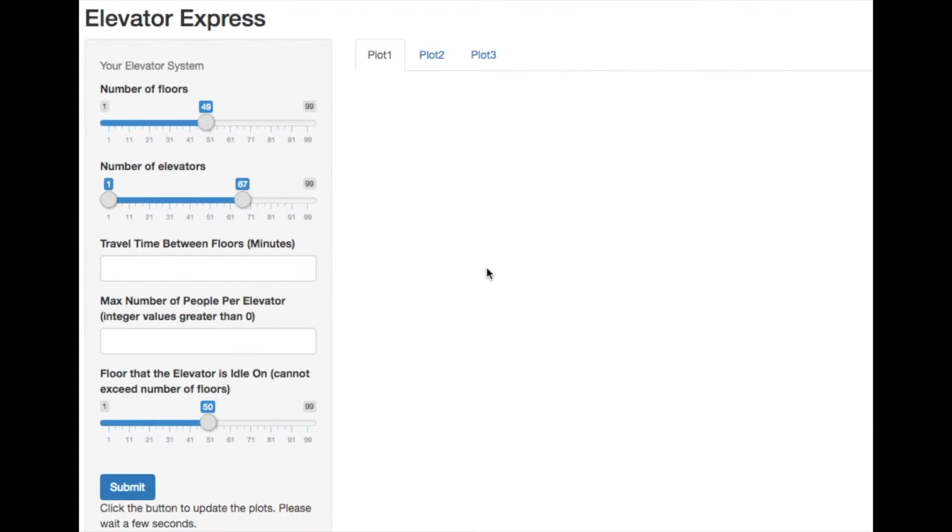Now let me take you through this simple user-friendly interface. Enter in your elevator specification. Say you have around 10 floors and you want to test out a range of the number of elevators, say from 1 through 10. Then you can also change the travel time between the floors, setting it to 0.05, the max number being 10, so only 10 people can fit in your elevator, and have the floor idle on 1. Click Submit and wait for the magic to happen.